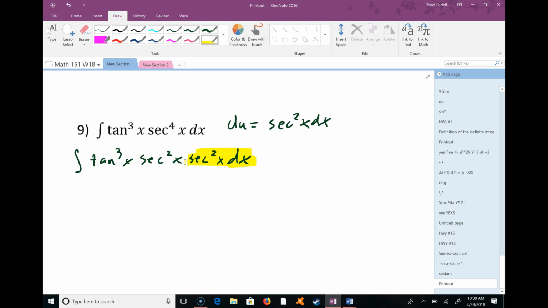And that means if that is my du, I need to change everything to tangent, because that's the derivative of tangent. And I can change secant squared to tangent, so this will work. Now the other one might have worked also, but this one works, so it seems like it's pretty easy, so I'm going to go with it.